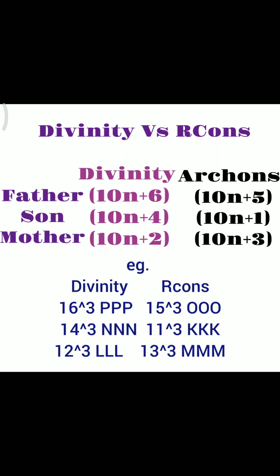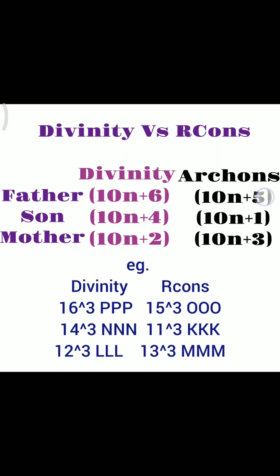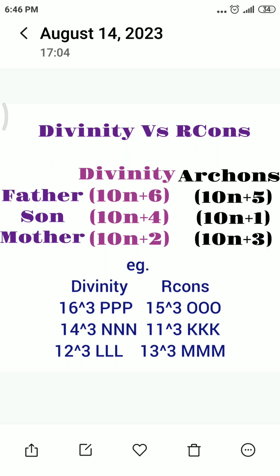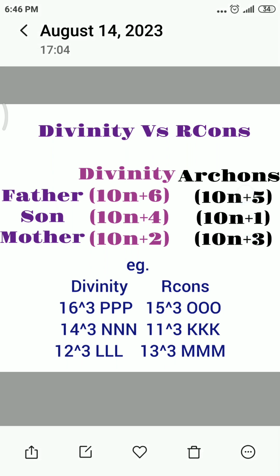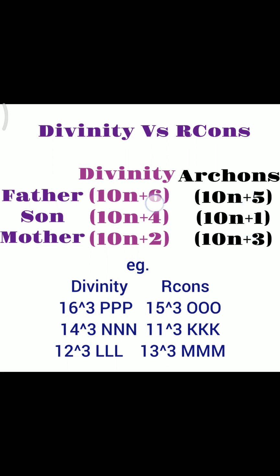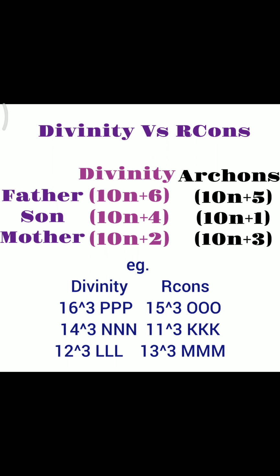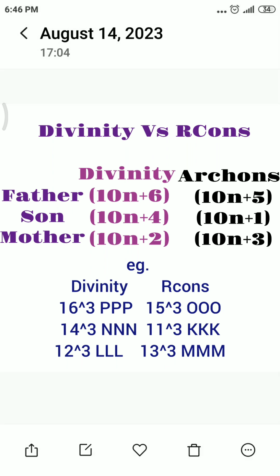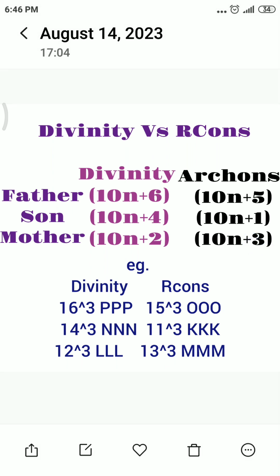And on this side, when 10n is 0, you have 5, 1, 3. 5 is Betelgeuse, 3 is the moon, 1 is basically fire. So these are the archons. On this side you have archons. In place of 6 in divinity, you have 5 in archons. In place of 4 in divinity, you have 1 on the archon side. In place of the mother, 2 in divinity, you have 3 in archons. So these are the archons.